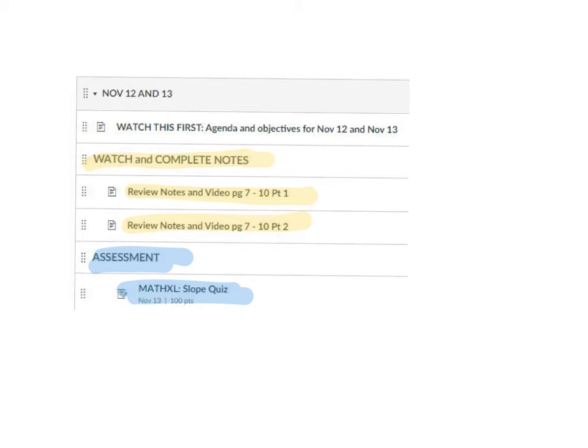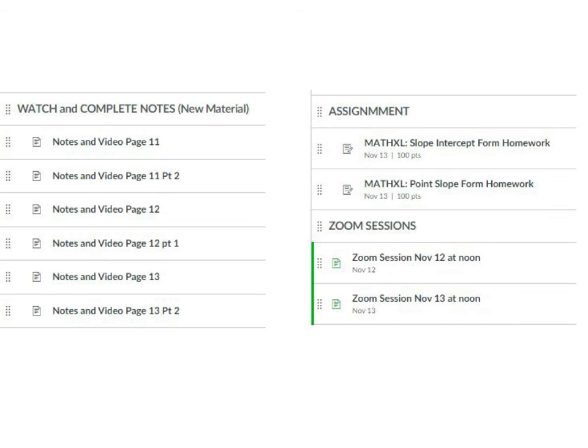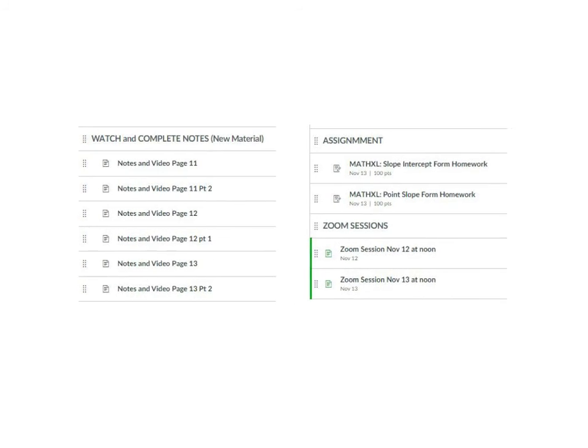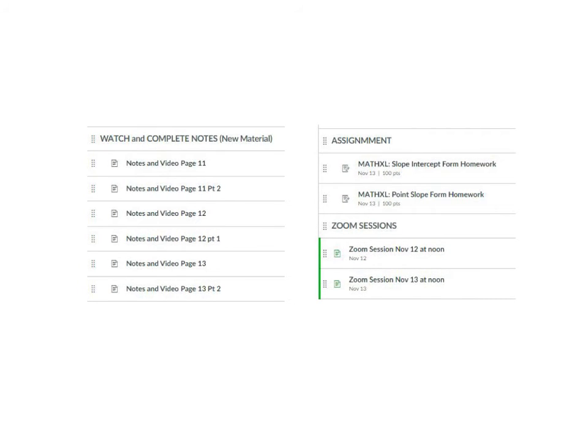Okay, then let's look at the new part. The new part, as always, I have taken and broken into segments so that you're not watching one very, very long video. Some of these are only 2-3 minutes apart. So you're going to watch and complete this new material. I called it that since it's not review from last lesson. And like I said, it's broken down into this.